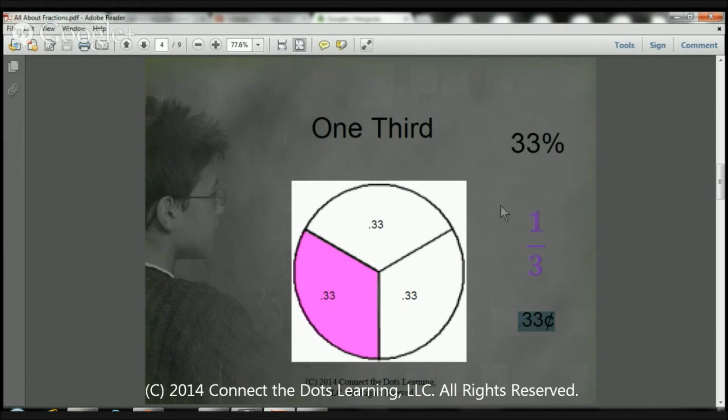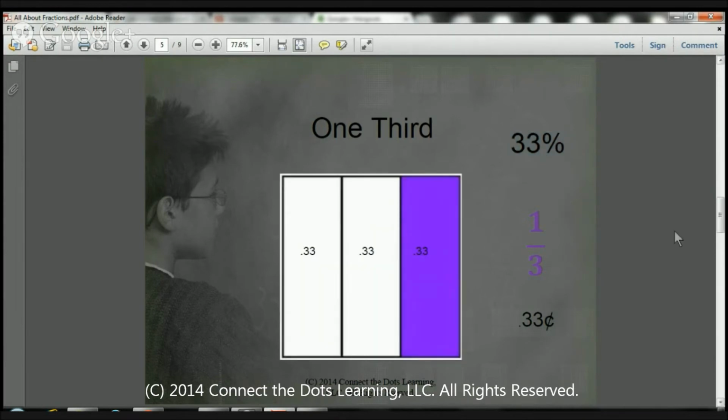Now, if you look inside the circle, you see 3 decimals. You see 0.33, 0.33, and 0.33. Okay, when added together, it doesn't quite add to 1.0, but it's as close as you can get. It's like 0.999999999. All right, it's as close as you can get. So remember, 1/3 of a dollar is equal to 33 cents, and 1/3 is equal to 33%.